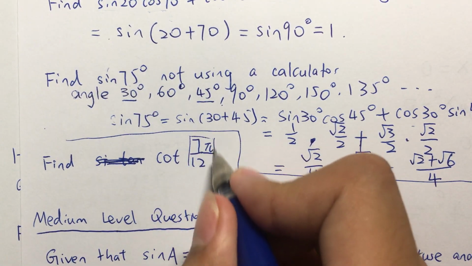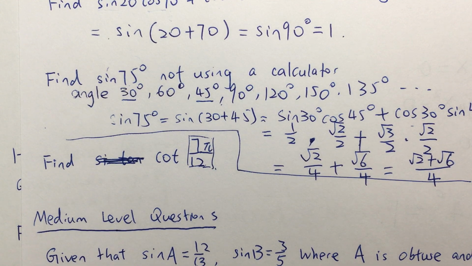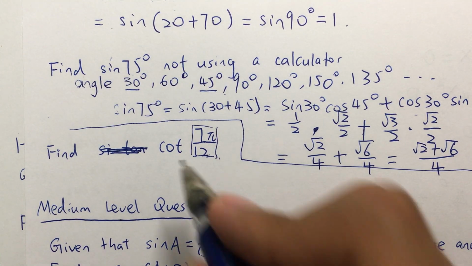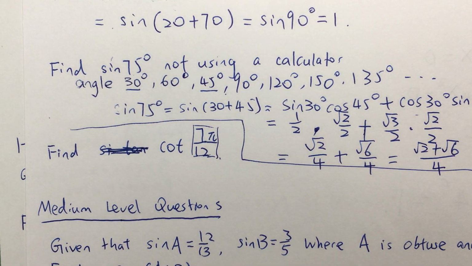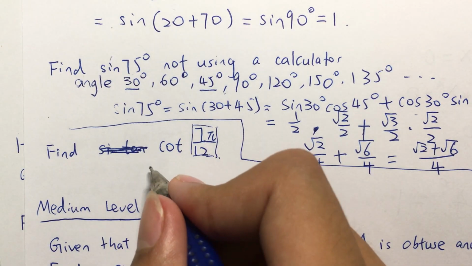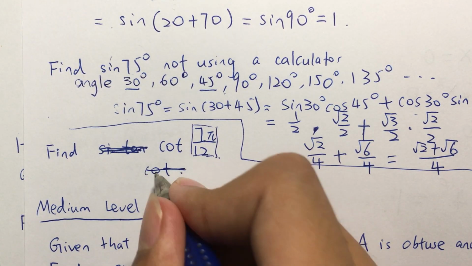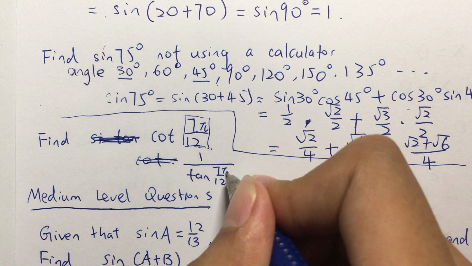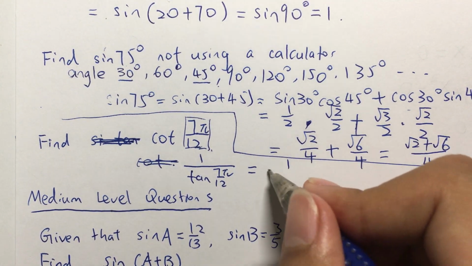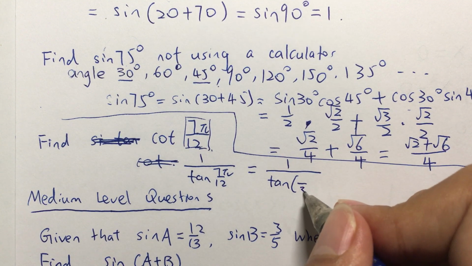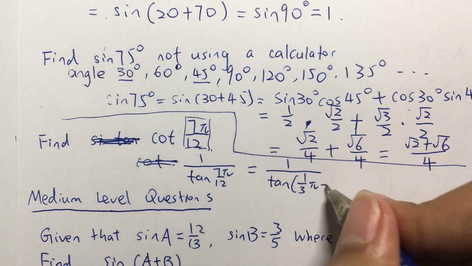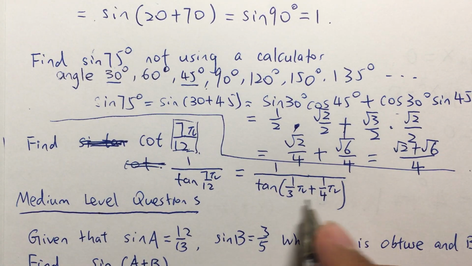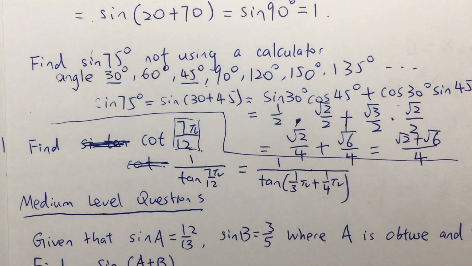So let's think about that. Apparently we can't solve this straight away, so we need to use the same way as we have done here. So let's divide 7 pi over 12 into two different things. Well, because we can solve something like pi over 3, and we can also solve something like pi over 4, and these two add together will become 7 pi over 12.